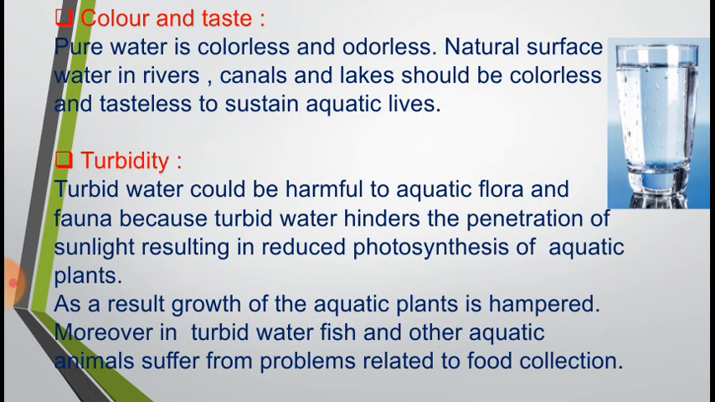There is a glass of water we can see. Now I will tell about turbidity. Turbid water could be harmful to aquatic flora and fauna because turbid water hinders the penetration of sunlight, resulting in reduced photosynthesis of aquatic plants. As a result, growth of the aquatic plants is hampered. Moreover, in turbid water, fish and other aquatic animals suffer from problems related to food collection.